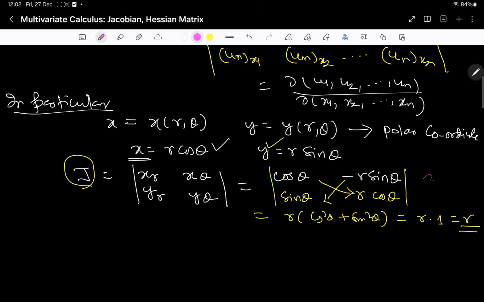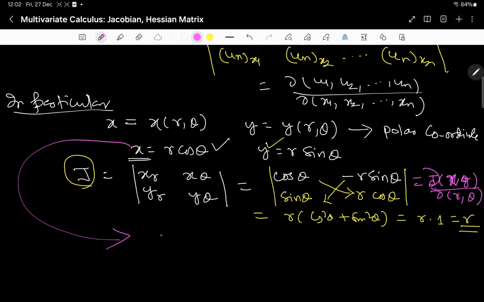So it can be written as J, del xy by del r theta. Now if I interchange the variables, what is my r here? r is the square root of x square plus y square, and theta will be tan inverse y by x, since sin theta by cos theta is y by x, which is tan theta. So theta is tan inverse y by x.